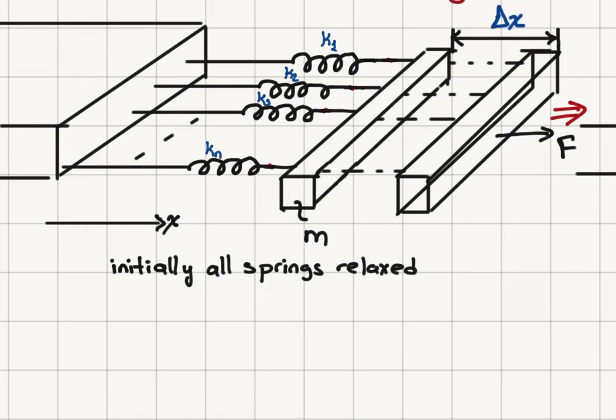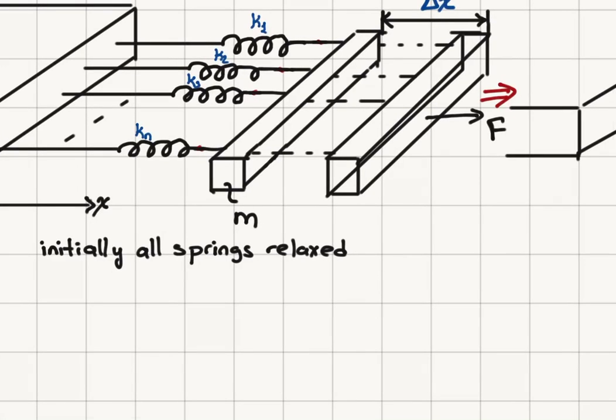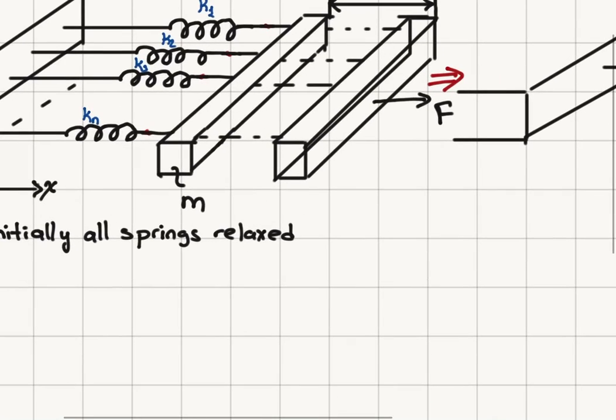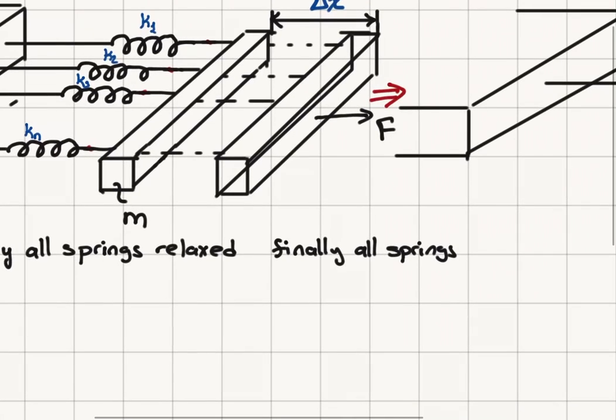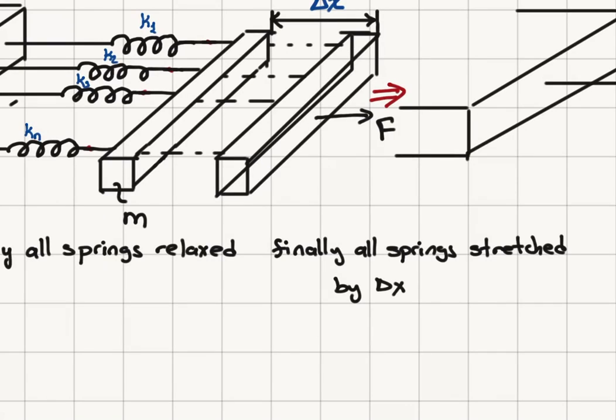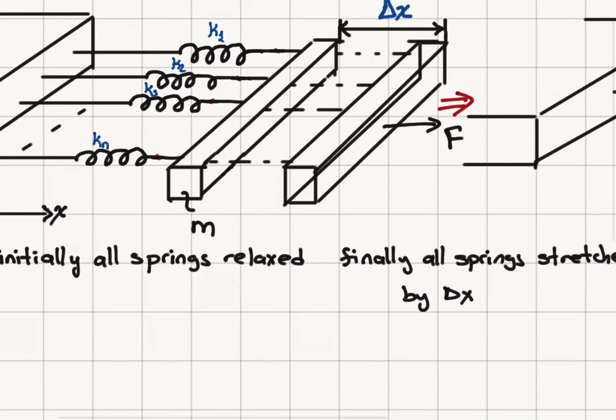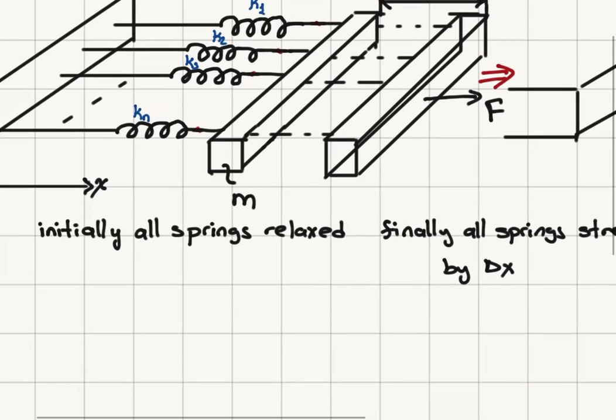So initially I have all springs relaxed. What does that mean? So they are at their equilibrium position, so there should be no restoring force. And then I apply a force F so that finally all springs stretched by how much? By delta x.